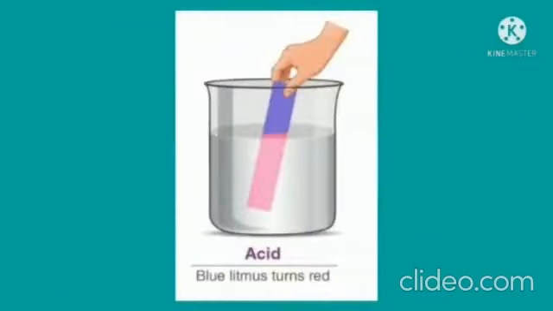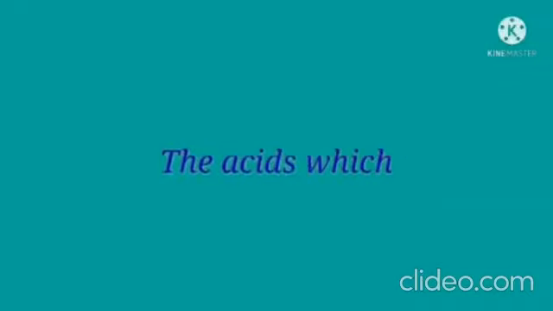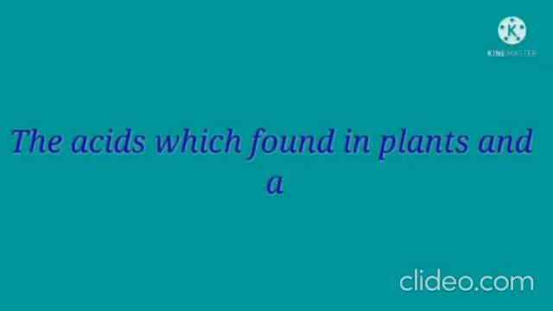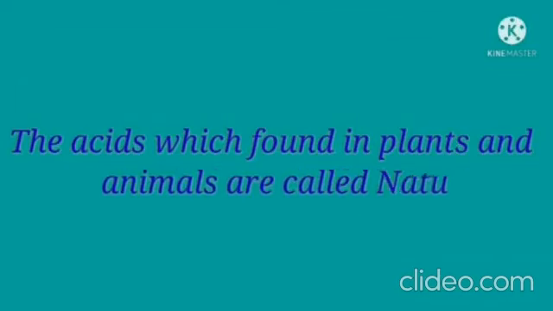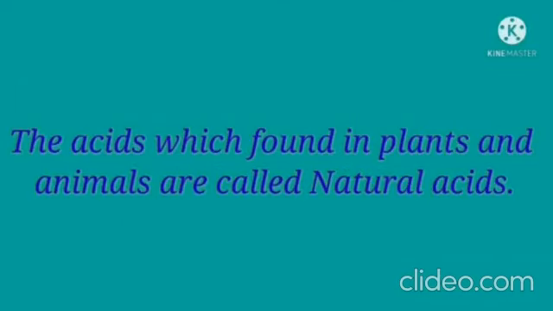Observe the picture. Blue litmus paper turns red. The solution indicates an acidic solution. The acids found in plants and animals are called natural acids.